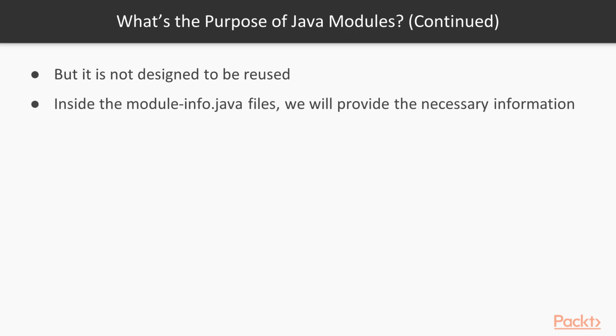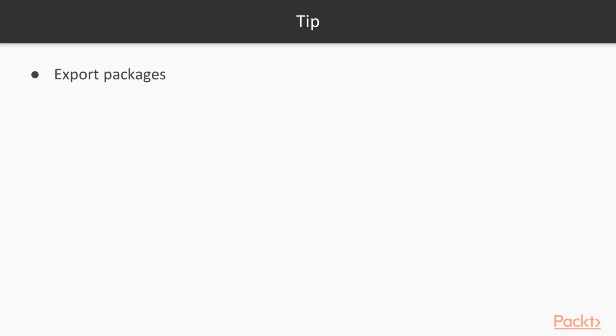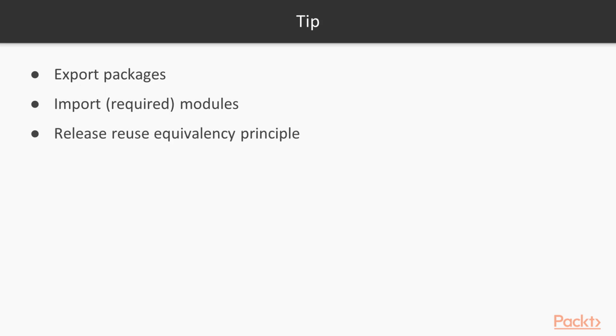The source of confusion is loss of information. Inside, the module-info.java files will provide necessary information. These files are optionally present since Java 9. You can export one or more packages as needed, but it is not possible to import packages. You need to import whole modules. The governing principle here is called release-reuse equivalency principle. Basically, it means that since we release whole jar files, we need to reuse whole jar files too.